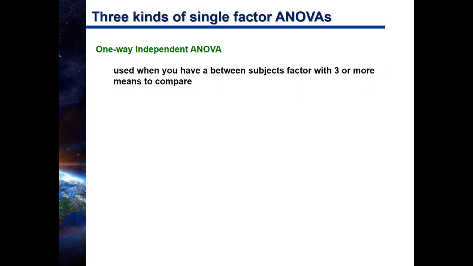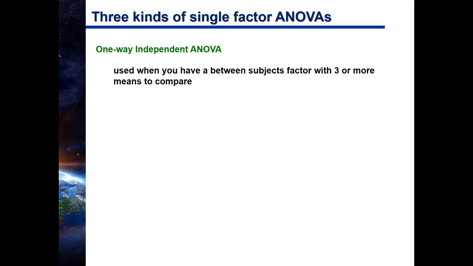There are three kinds of single factor ANOVAs. The first one, one-way independent ANOVA. And again, this is something that you've learned about in the lab. So when we do go into details about the different ANOVAs, this is just a very quick summary. But when we do go into those details, much of that should be review for you.